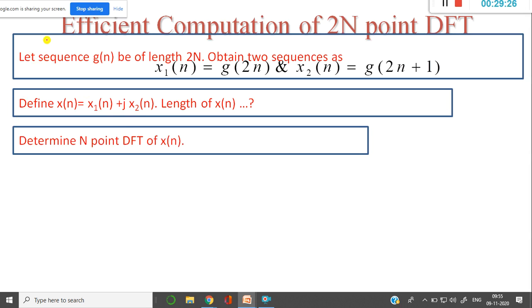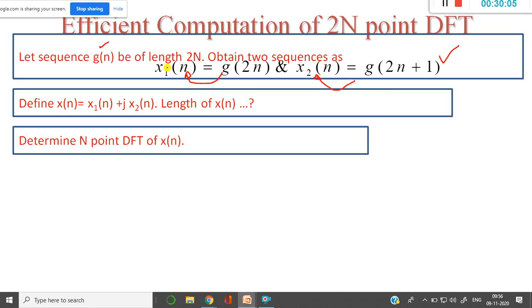So g of n is the sequence of length 2N. We divide that g of n into an even sequence and an odd sequence. How do you write the even sequence of g of n? It is nothing but g of 2n. I assign this to one of the sequences, let me call this x1 of n. And how do you write the odd sequence of g of n? The odd sequence of g of n can be represented as g of 2n plus 1. As you know this already, I assign this to x2 of n.